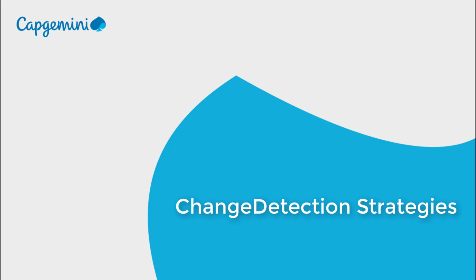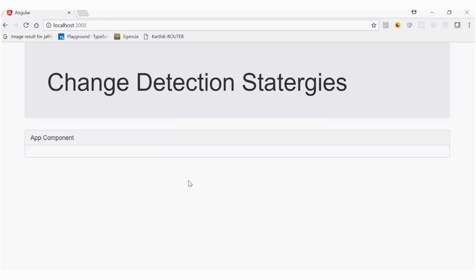So the topic that we are going to discuss now is the change detection strategy. As already discussed, change detection is nothing but whenever a property value gets changed, Angular needs to update that in the view. In Angular, there are two types of strategies: ChangeDetectionStrategy.Default and ChangeDetectionStrategy.OnPush. So we are going to discuss that now.